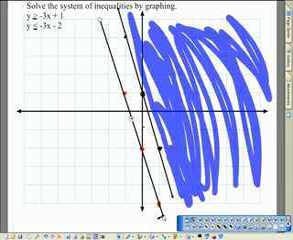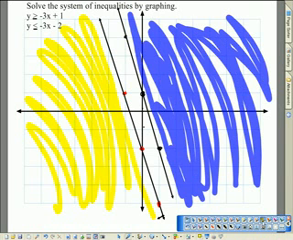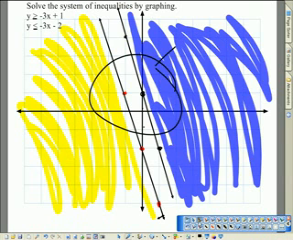You can't do that with a system. Now this is less than. So where is it going to shade? Is there any overlap? No. So what's the answer to this? Empty set. There's no overlap, is there?